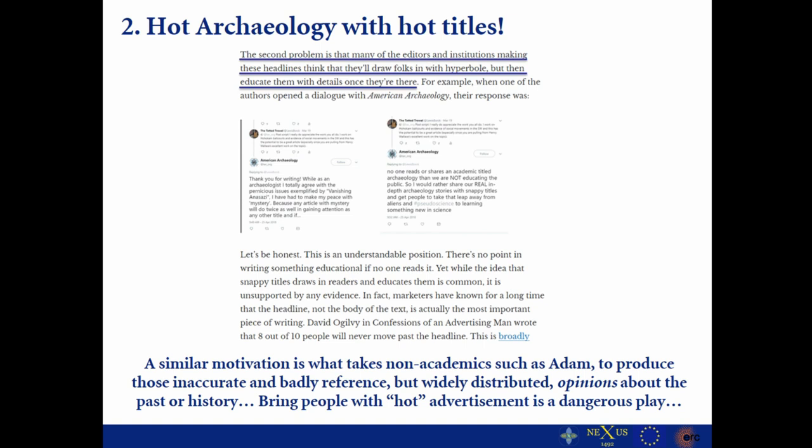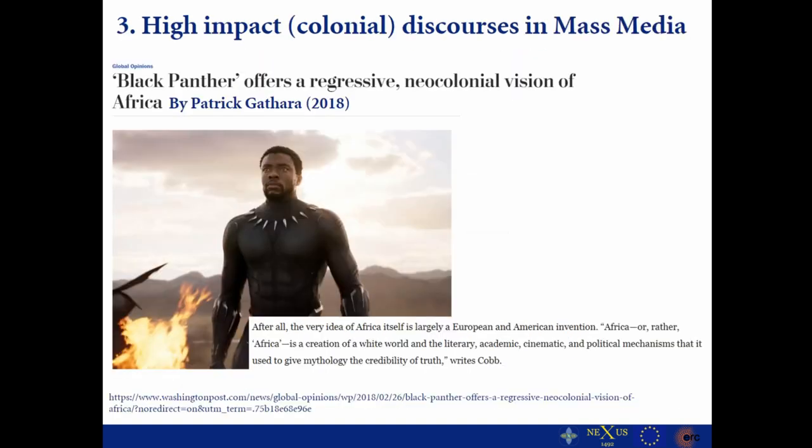And then they go further to say that the problem is that certain editors, as I was mentioning before, tend to use these hot and catchy titles in order to attract people. And then they think that by using these titles, they will actually bring people to read the actual content. However, as recent research on market and marketing has already highlighted, most of the people only stay with the title. So most people in social media will only read the title and like it or share it without actually going to the content.